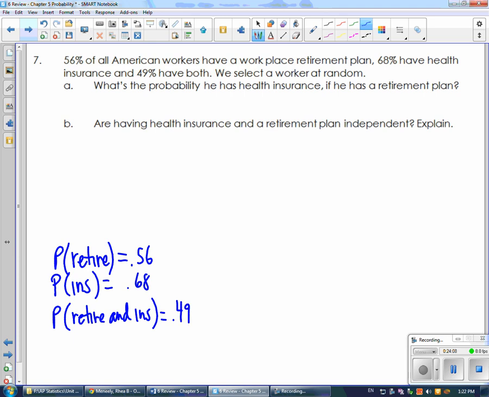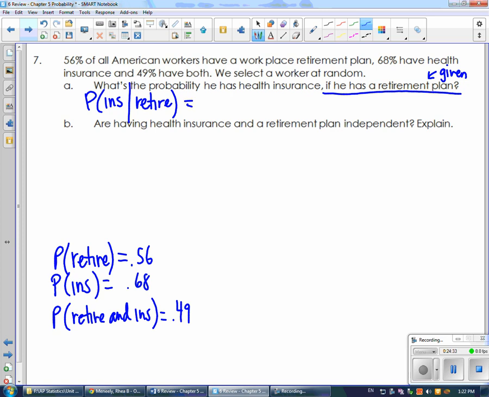And I want to know the probability that the person has health insurance if he has a retirement plan. So if he has a retirement plan, that now becomes my given. I'm dealing with a conditional probability here. What's the probability of having insurance if we know he has a retirement plan? Well, let's think about the rule for this.